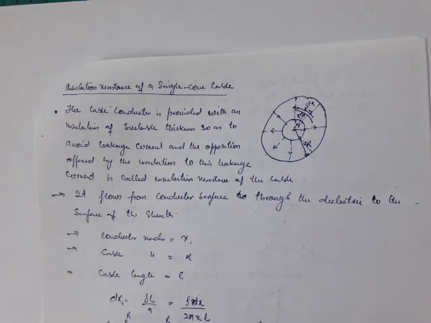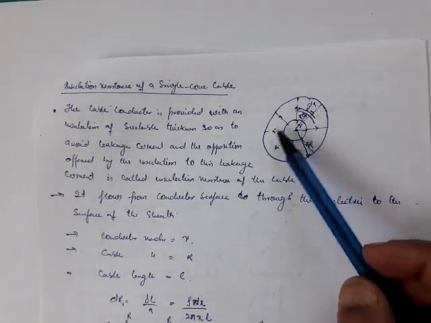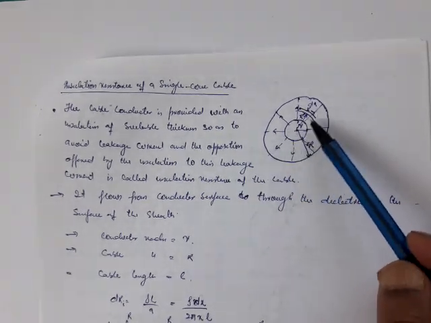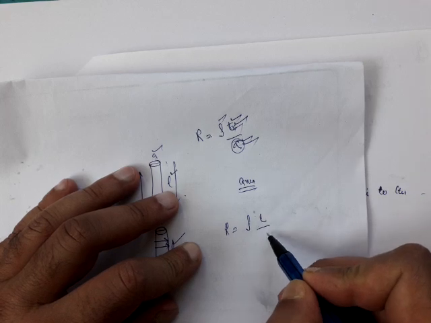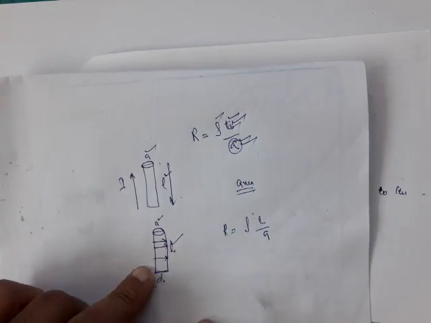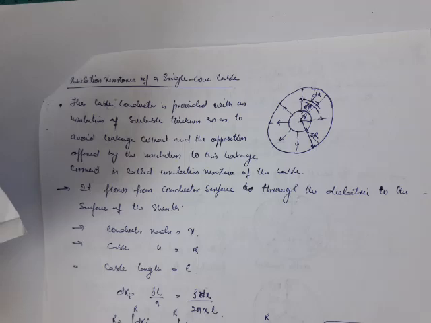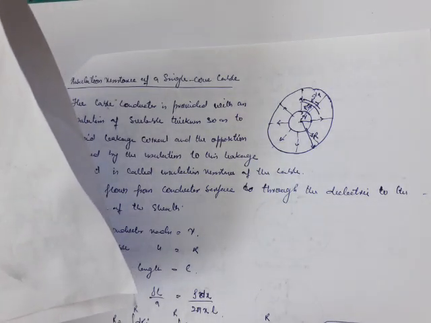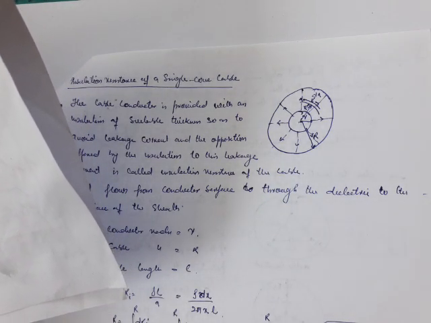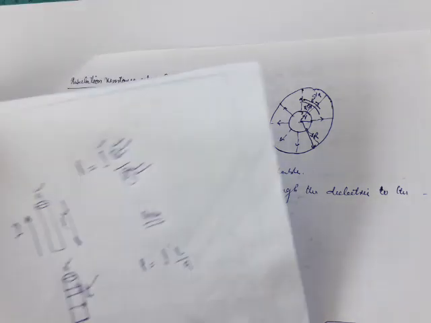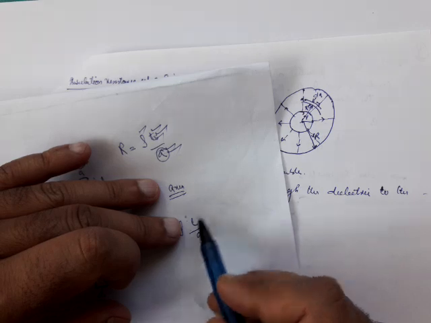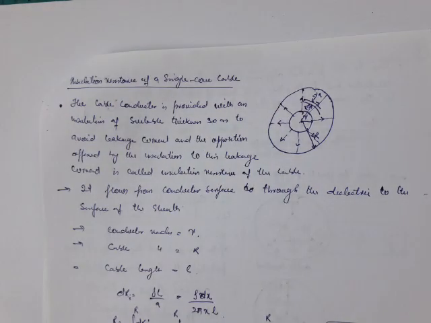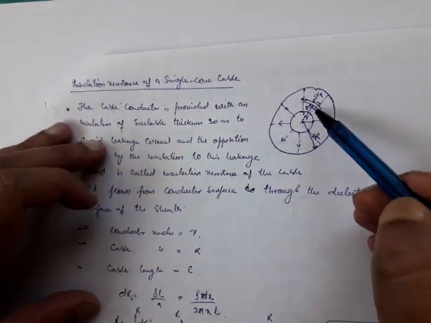That will be the curved surface area of the cylinder. I can write it here: R is equal to rho L by A, where L is the length along which the current passes. So in this case, let us first discuss.